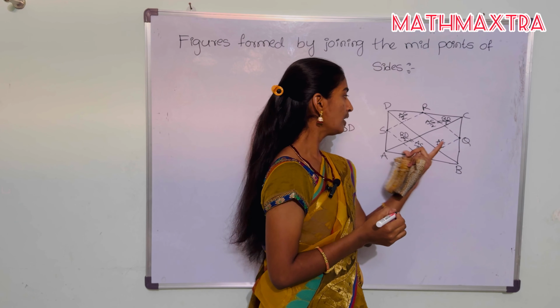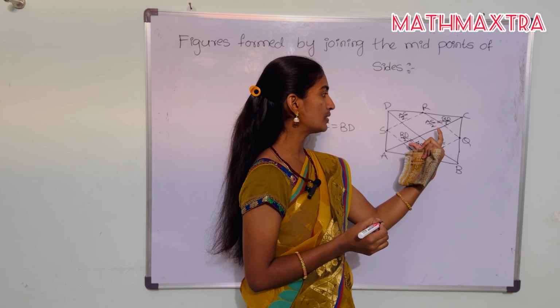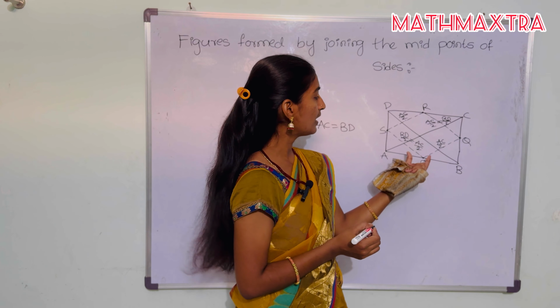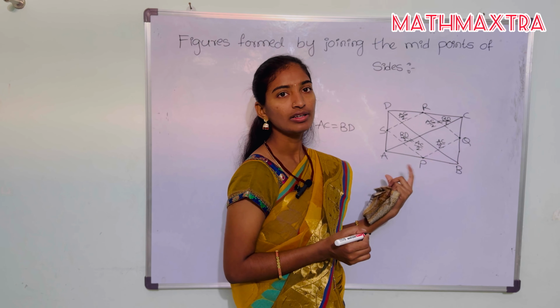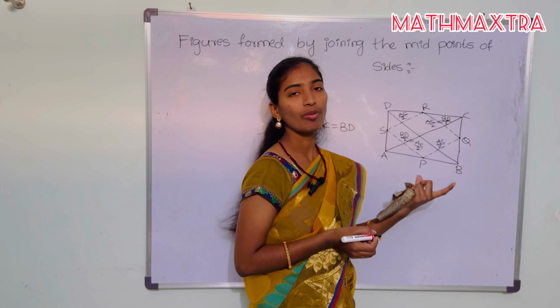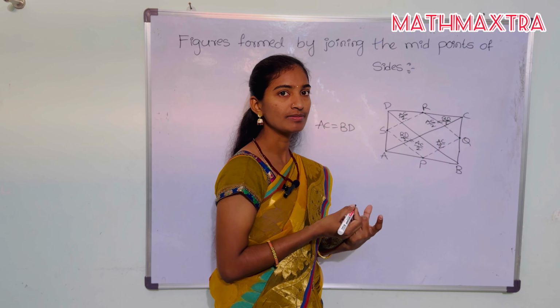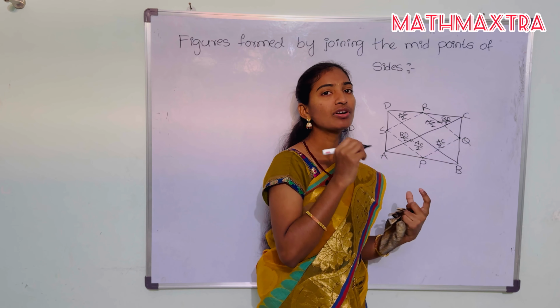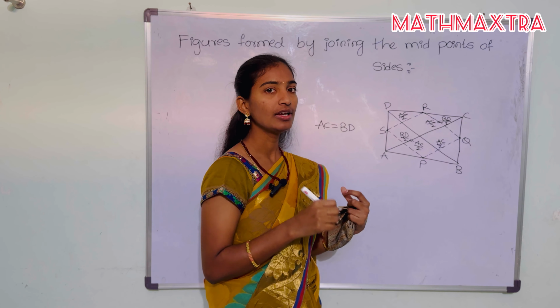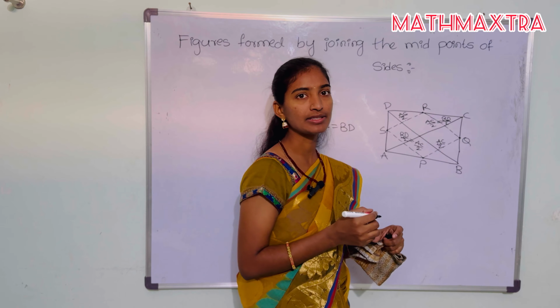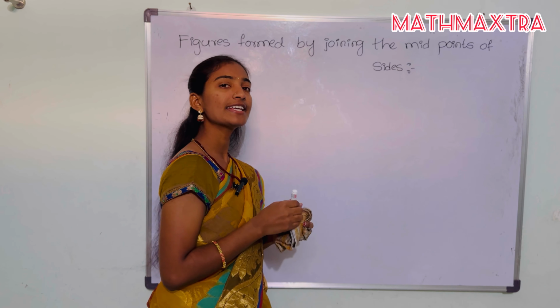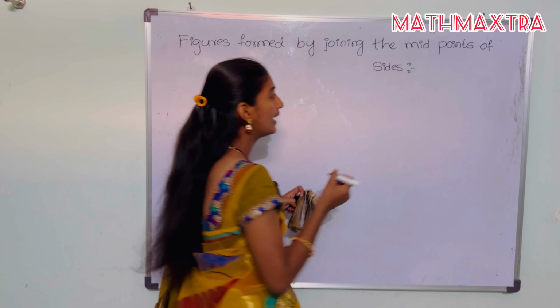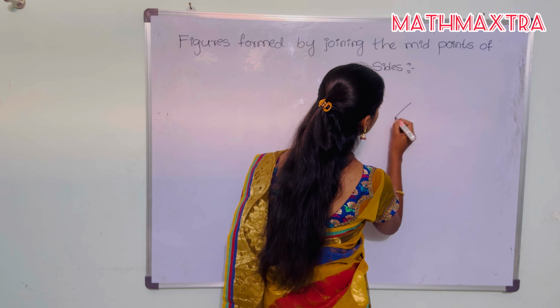Now you see the opposite pairs of sides are parallel as well as adjacent sides are equal. So these properties are applicable to a rhombus, isn't it? So that is why if you join the midpoints of the sides of a rectangle, you will always get a rhombus. Okay. Our next case is I am considering a rhombus.